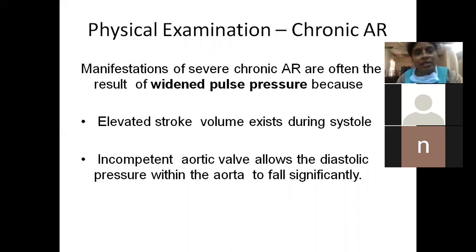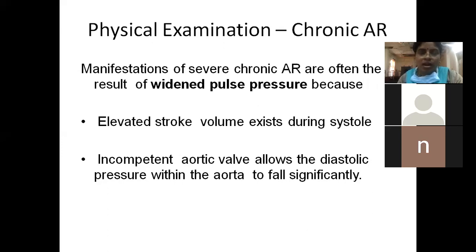Why is there a widened pulse pressure in AR? One thing, there is increased stroke volume during systole, leading to high systolic pressure and low diastolic pressure. Why is there a low diastolic pressure? Because of the runoff of blood from the aorta into the left ventricle during ventricular diastole, leading to low diastolic pressures.